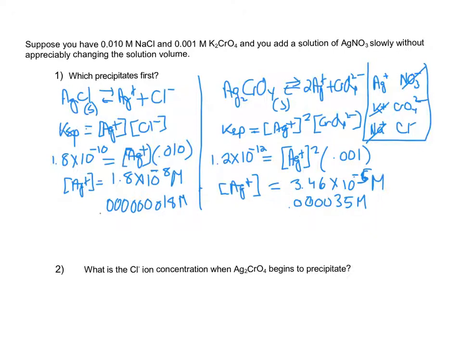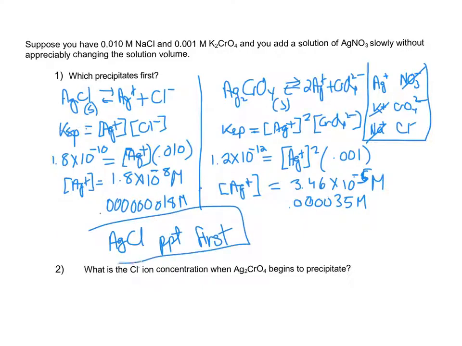So which one would precipitate first? This one right here. AgCl precipitates first. Because I only need very, very little of it before it starts precipitating. This one, the silver chromate, I can keep adding until I reach this before it will precipitate.